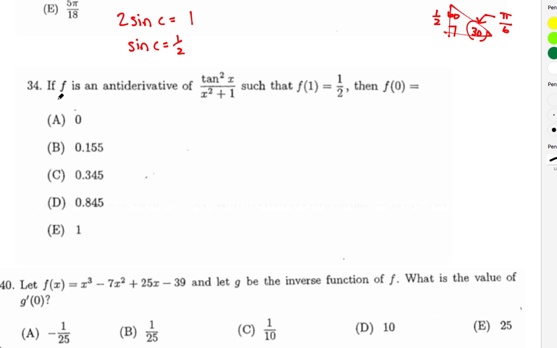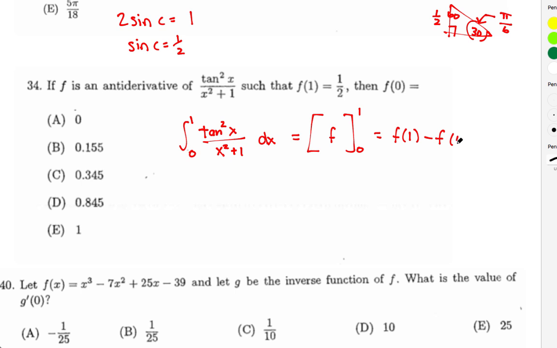Now this next problem: if f is the antiderivative of tan squared x over x squared plus 1, that is going to bring us back to f. Basically, that's what they're telling us. F is the antiderivative. They're telling us something about 1, and they want us to find something about 0. So remember, those are going to be our bounds. From 0 to 1, that's going to evaluate to f from 1 to 0. So we have f of 1 minus f of 0. F of 1 is 1/2. We're trying to find f of 0. What is the antiderivative of that?